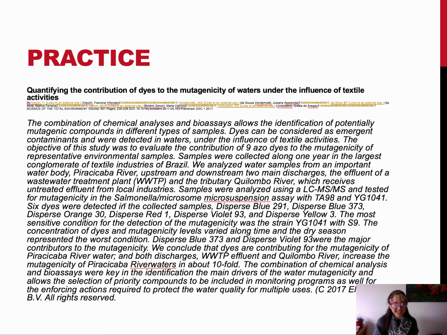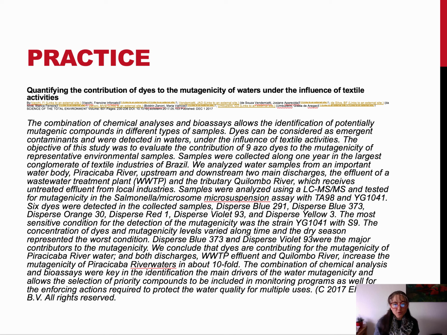Samples were analyzed and tested for mutagenicity, and we can see different forms of analyzing for the presence of dyes, and then testing them in this Salmonella system, so the auxotrophic mutant system. And so we can see these 6 dyes were detected, via the LC-MS/MS, and these were the dyes that we see being detected. And then the most sensitive condition for the detection of mutagenicity was one particular strain of Salmonella. The concentration of dyes and the mutagenicity levels varied along time, and in the dry season, right, it becomes more concentrated in that wastewater.